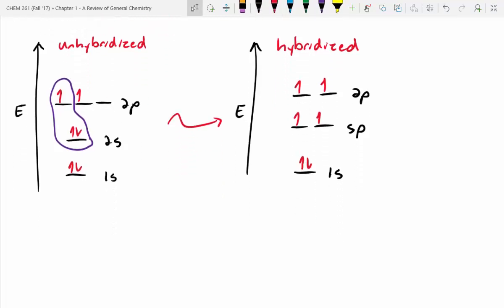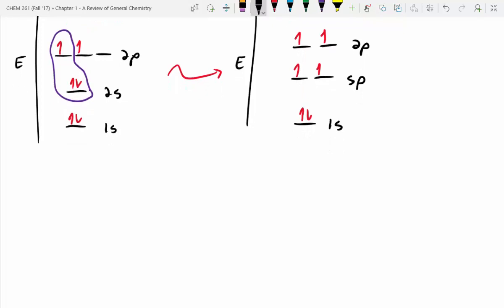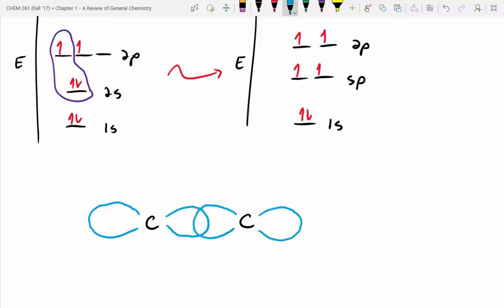All right, so again, let's try to do a drawing. This one's going to be a little bit tricky, and I apologize if my drawings aren't as good. I'm going to do one carbon here, one carbon here. We've got an sp lobe coming off this carbon, going 180 degrees opposite of one another. And then over here, same thing. Two sp orbitals coming off of each carbon. So I'll label these sp, sp, sp, and sp.